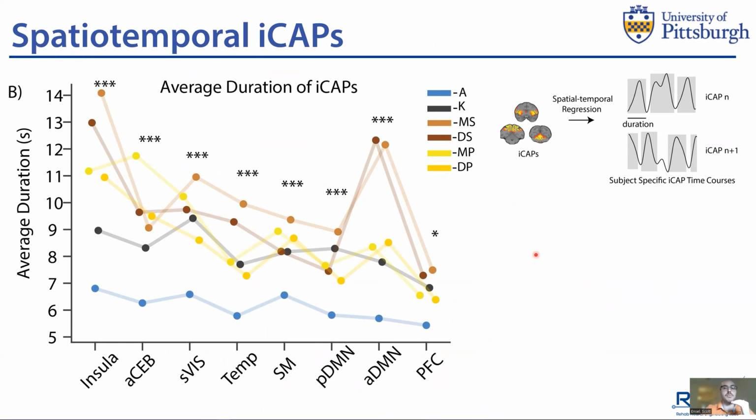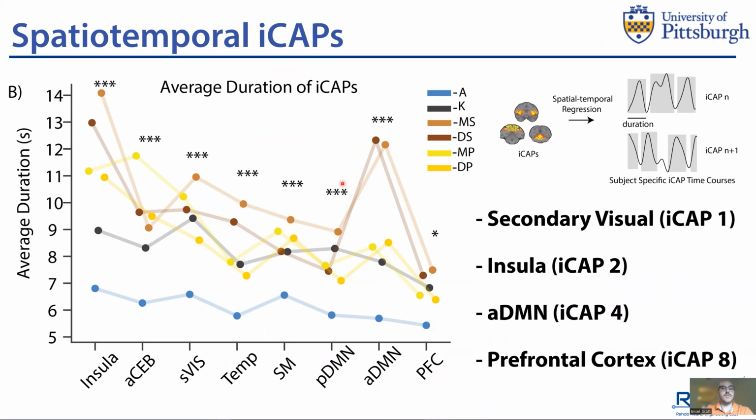durations. And if we were to break this down into each anesthetic versus awake, there are 4 ICAPs that we found to be the most significant across all conditions. And that's the secondary visual, the insula, the anterior DMN, and the prefrontal cortex. And they'll be more important later on.